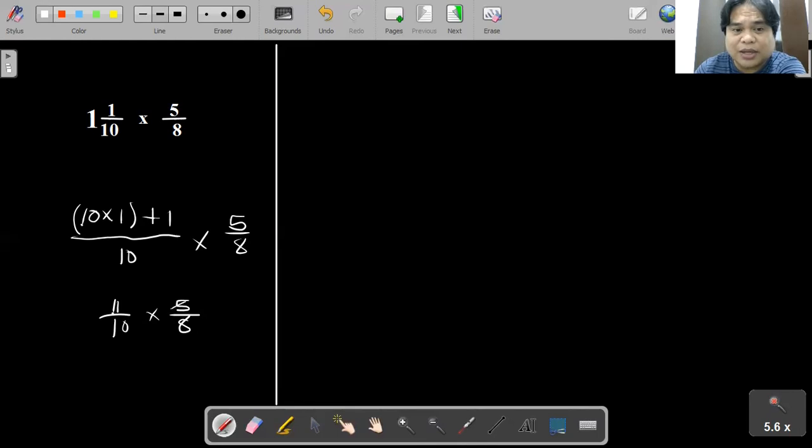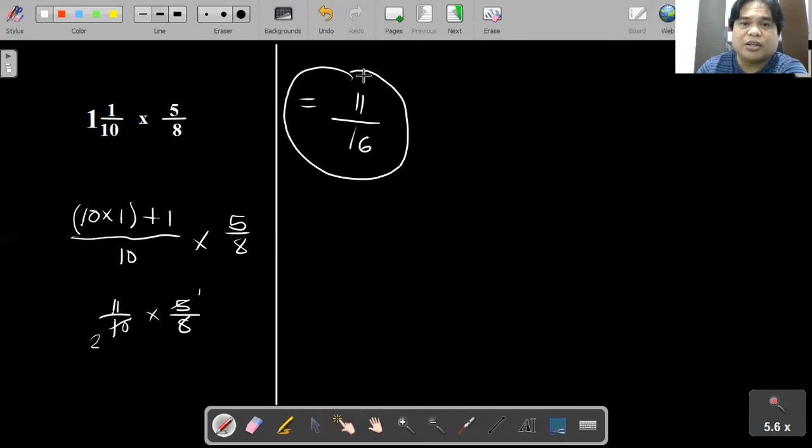You can cancel this one out. This becomes 1, and this one becomes 2, meaning the 5 cancels out. Then to multiply, 11 times 1 is 11, and 2 times 8 is 16. See, you already have an answer that is automatically in its lowest term. Get it? Okay, let's move on to our second example.